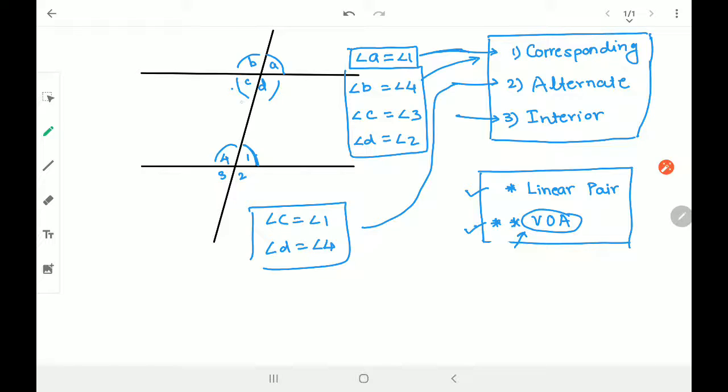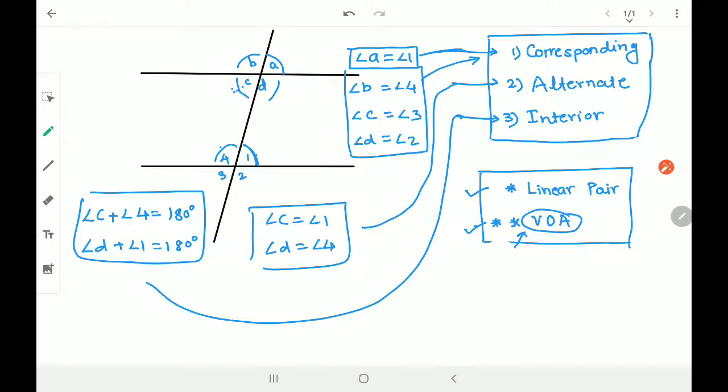What are interior angles? Interior angles also lie in between the two parallel lines. Those are C and 4, on the same side. But you can easily understand that C and 4 are not equal. One is acute and one is obtuse, so they are not equal. Their addition is equal to 180. They are supplementary. If the two lines are parallel, their interior angles C and 4 are supplementary. Similarly, angle D plus angle 1 is also equal to 180 degrees. So these are called interior angles.